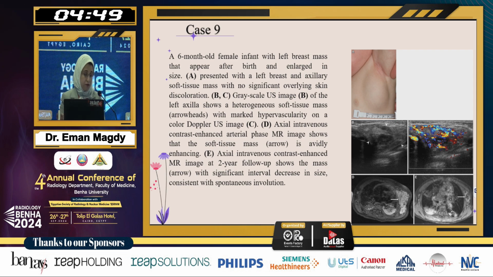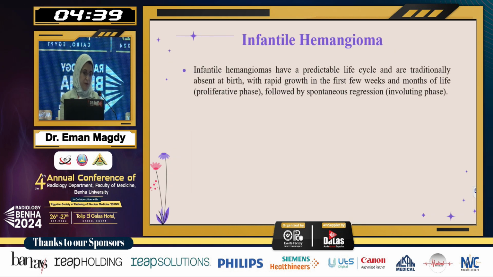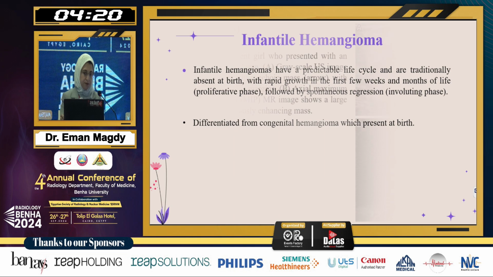After 2 years of follow-up, we did an MRI, and the mass shows significant interval decrease in size consistent with spontaneous involution. We are dealing with infantile hemangioma, which has a predictable life cycle and is traditionally absent at birth, with rapid growth in the first few weeks and months of life. This is called the proliferative phase, followed by spontaneous regression, the involuting phase. It is differentiated from congenital hemangioma, which is present at birth.